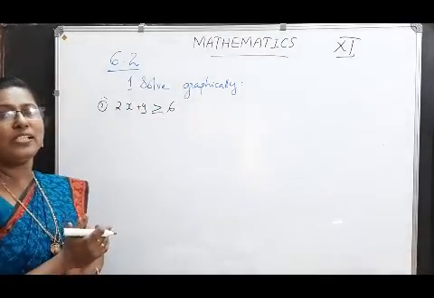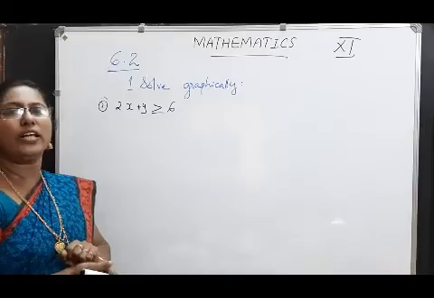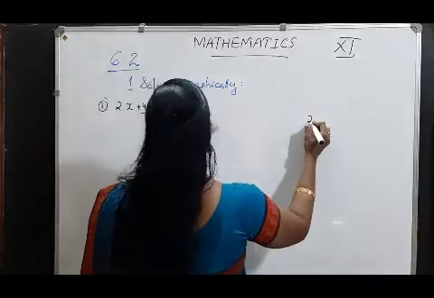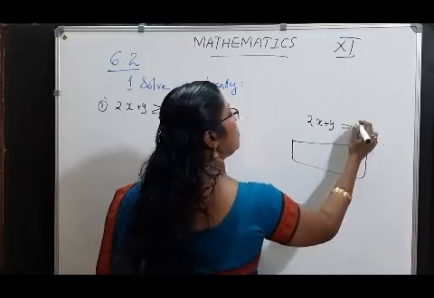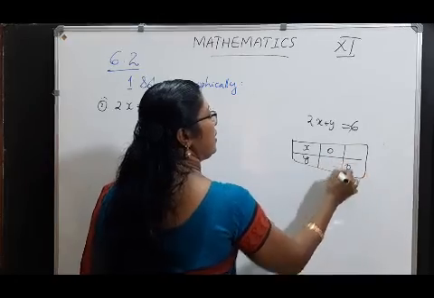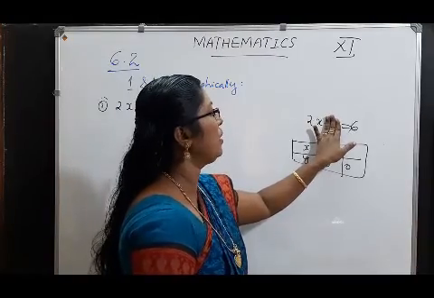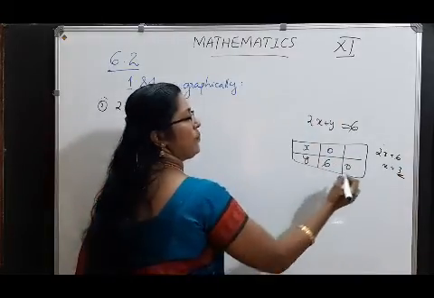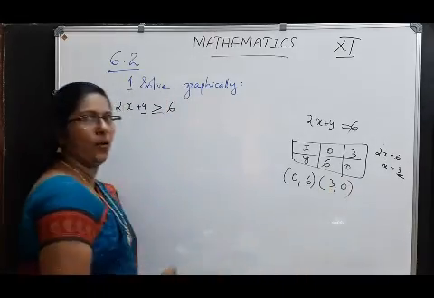The first step is to find the points x and y. It is a linear inequality, a first degree inequality, so it should be a straight line. So take 2x plus y equal to 6. When x is 0, the y value is 6. Then when y is 0, 2x equals 6, so x is 6 divided by 2, that is 3. Here the points are 0, 6 and 3, 0.